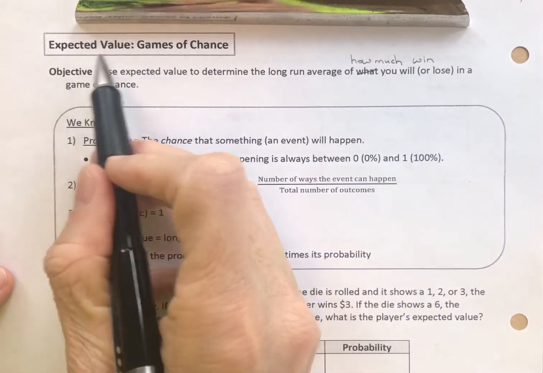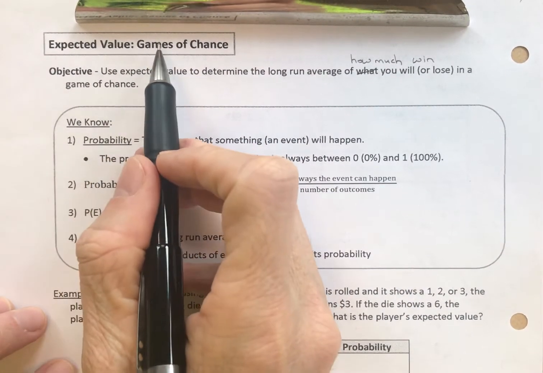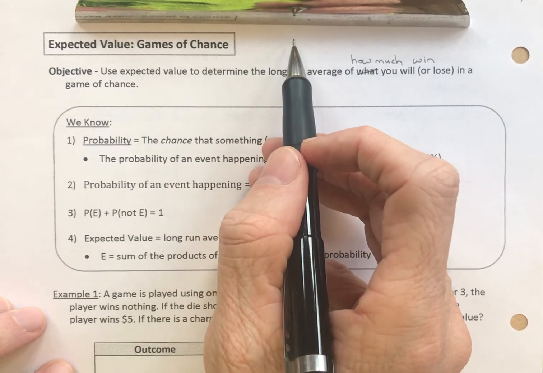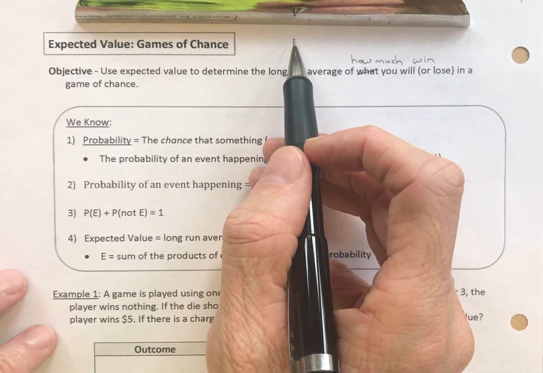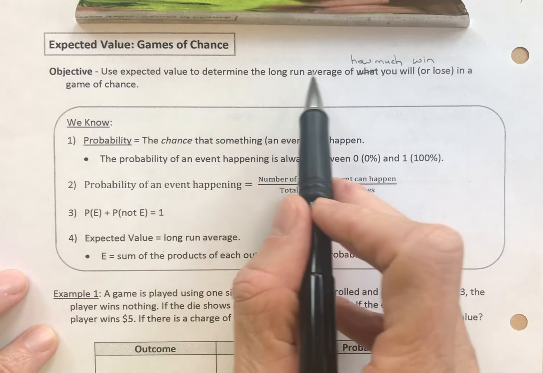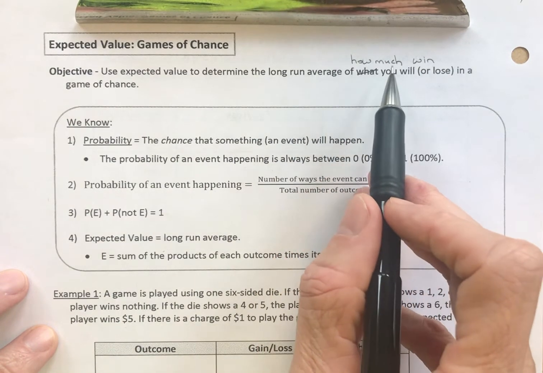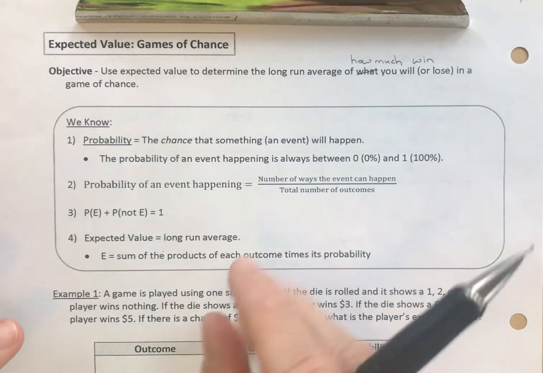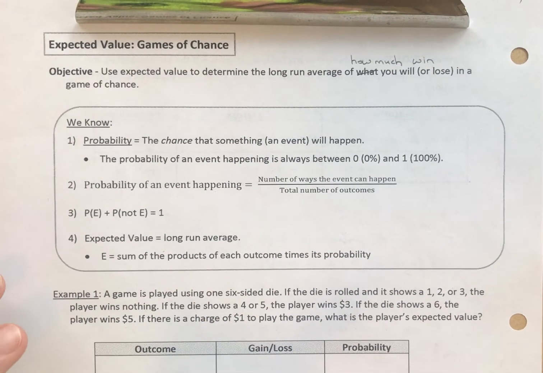In our final expected value video, we're going to talk about games of chance, lotteries, raffles, and Las Vegas type games, all these games of chance that people play. Our objective: use expected value to determine the long run average of how much you will win or lose in a game of chance. So every time you play, what is the average going to be of winning or losing on a per game basis over the long run?